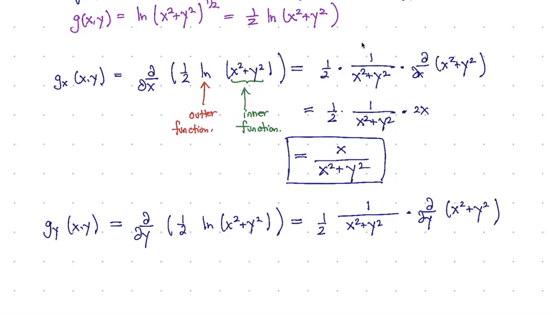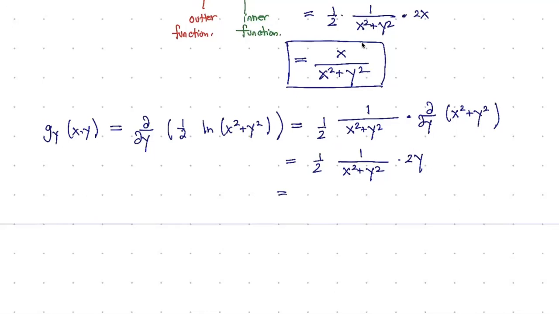Now, that partial, of course, is seeking only terms with y's in them, because that is the variable that's changing. We're going along the vertical direction right now, so we're looking at that wire of the plate. And so the derivative of x squared with respect to y is going to be 0, because it has no y in it. It's going to be treated as a constant. Whereas the derivative of y squared will end up being 2y. And so we end up with 1/2 times 1 over x squared plus y squared times 2y. And of course, when simplifying, we end up with y all over x squared plus y squared.